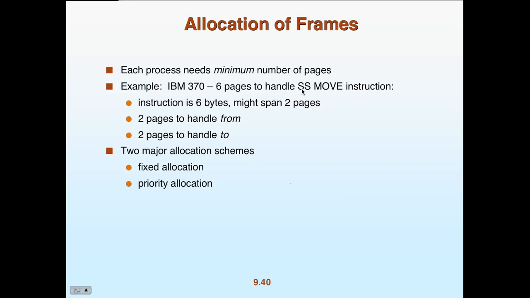It's going to be protected. So here's some more examples of an IBM 370 that has 6 pages to handle an SS move instruction. The instruction is 6 bytes, so it might span 2 pages. So 2 pages to handle the from, 2 pages to handle the to, and then we have 2 major allocation schemes that might be associated with that, and this is what I was kind of alluding to, the fixed allocation versus the priority allocation.